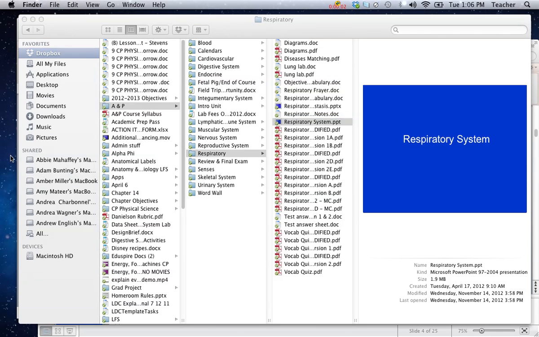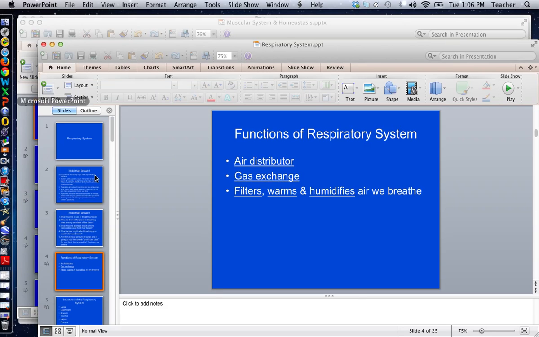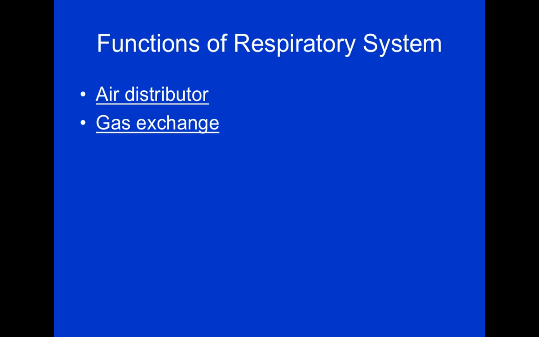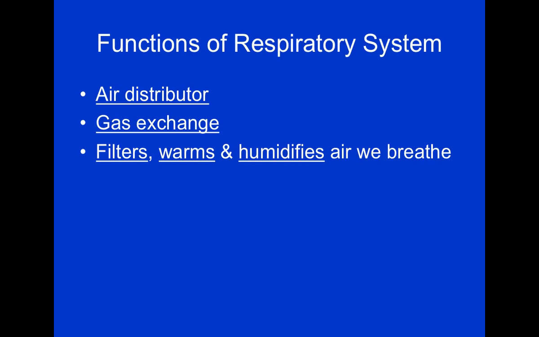So we are going to start with the respiratory system, and we're going to start by taking first a look at the functions of the respiratory system. The respiratory system has three main functions. It is an air distributor, so in other words, it moves air into different locations within the body. It also is responsible for gas exchange. And the last one, which is actually probably the most important one, is that it filters, warms, and humidifies the air that we breathe.